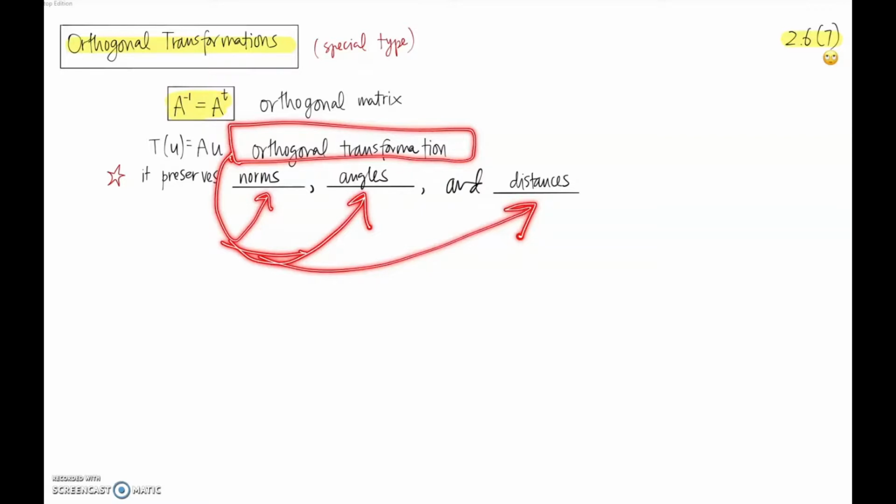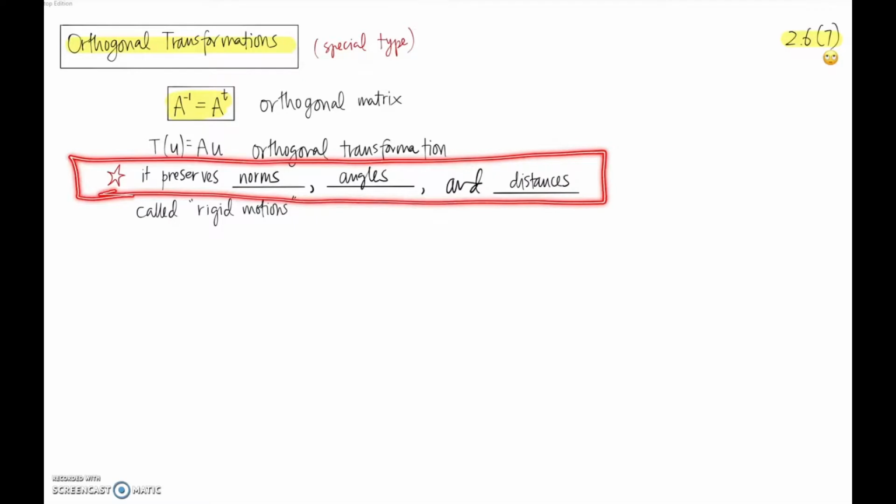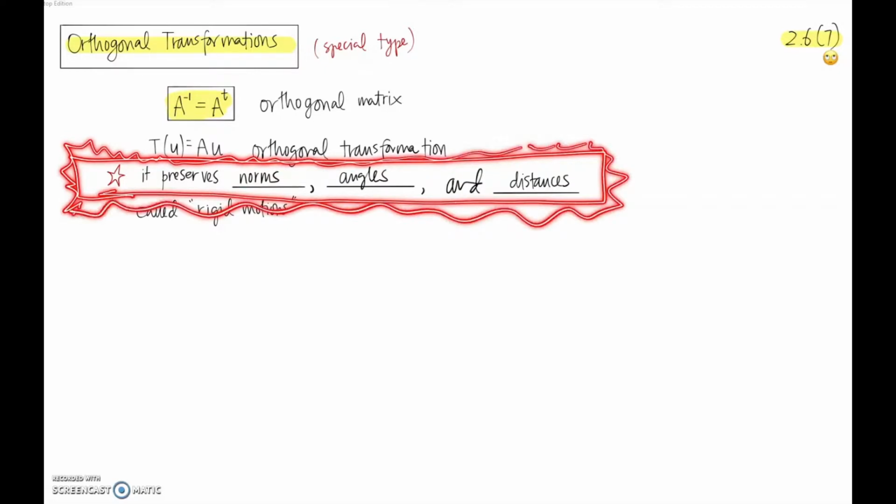Another word for these types of transformations is rigid motions. So I want to ask you a question at this point. Of the three types of transformations that we've looked at so far, rotations, contractions and dilations, and the third one was reflections, some of these are orthogonal transformations and some aren't. Can you guess which ones are orthogonal? I'll tell you that 2 of the 3 are orthogonal transformations and 1 of the 3 is not. So try to think about which one of those transformations we've already talked about doesn't preserve these 3 things. And we'll talk about it in a minute.